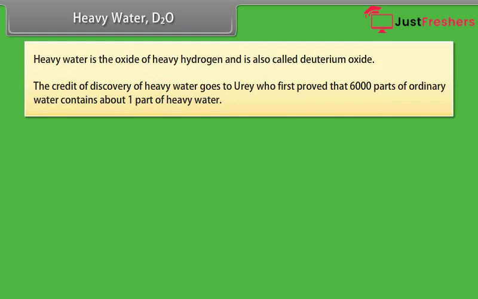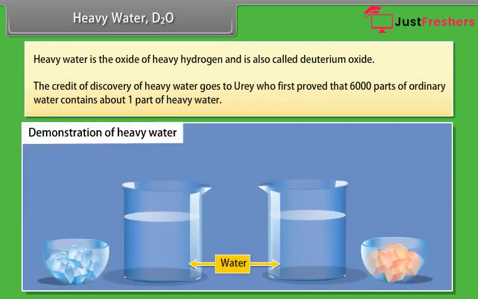Demonstration of heavy water. Firstly, take 2 beakers filled with water. Drop an ice cube which is blue in color in the first beaker and see that the ice floats on water. In another beaker, drop another ice cube which is red in color, made of heavy water D2O. You will see that the ice cube sinks in the water. This is due to the fact that deuterium is a heavier isotope than hydrogen and it changes the physical and chemical properties of water.